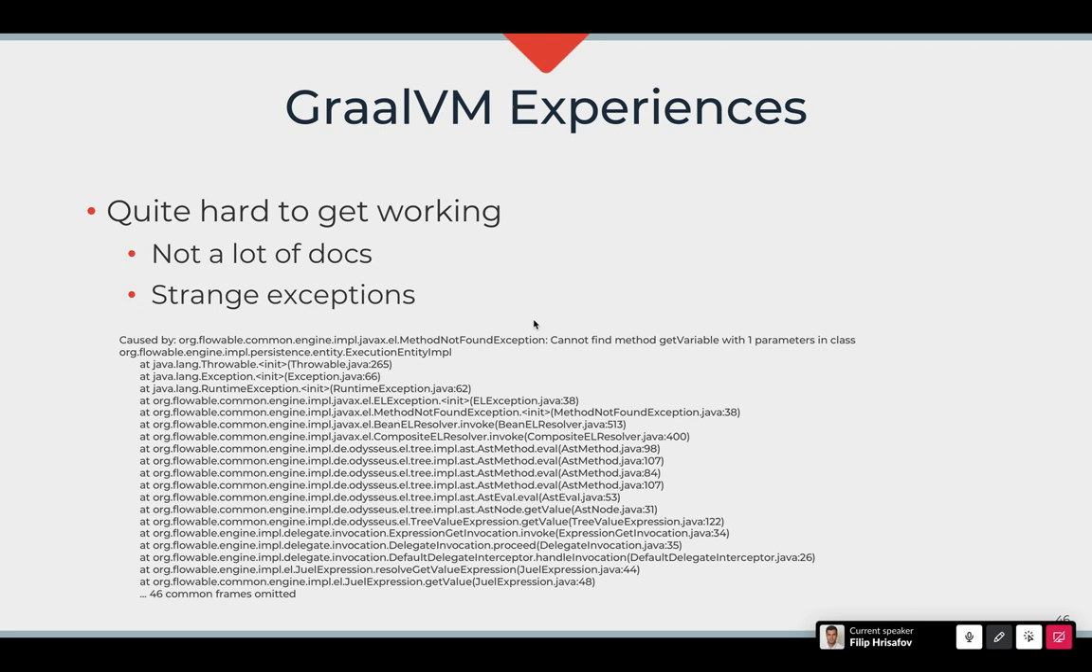It's cool to see that. But once in a while, you run into some strange examples, some strange exceptions. For example, this one here. This was saying, cannot find method getVariable on a Flowable class, the ExecutionEntityImpl class.